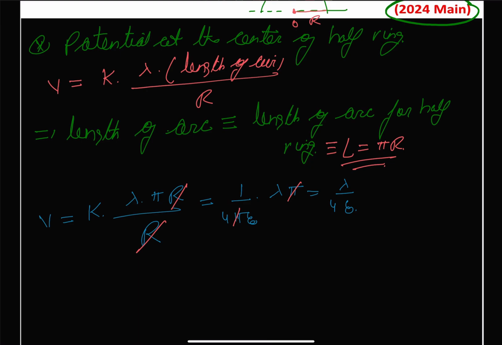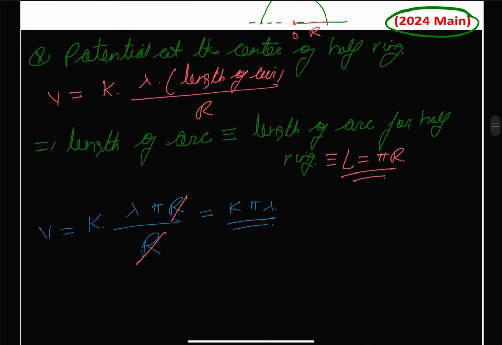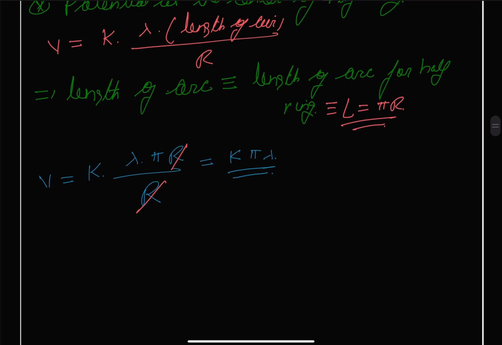We have to write it in the formation of, let's not cancel it, otherwise we won't be able to sort it out. So we can write this will be equal to K pi lambda. Okay. Value of K we already know, it is given the x pi V. Okay. And lambda we just substitute with respect to the charge.